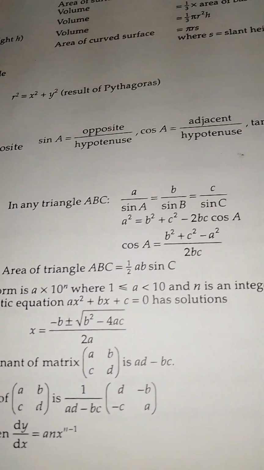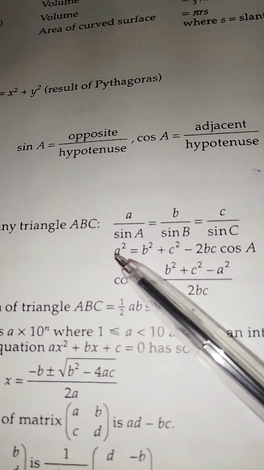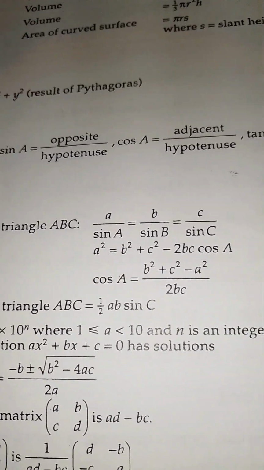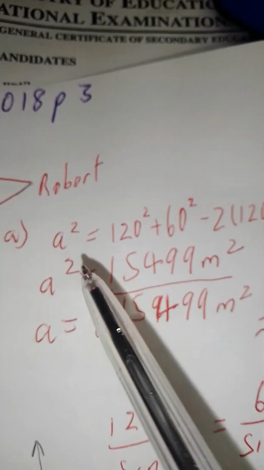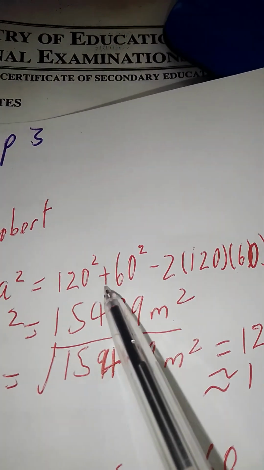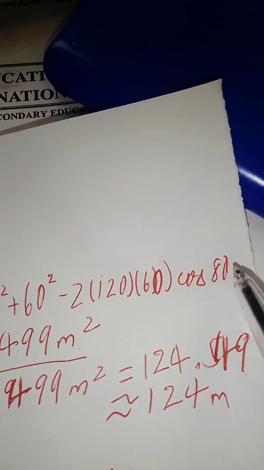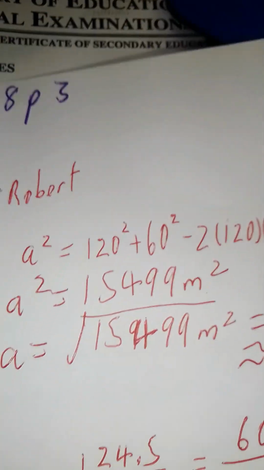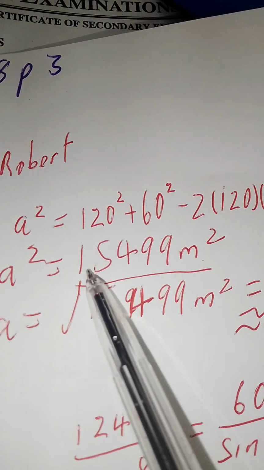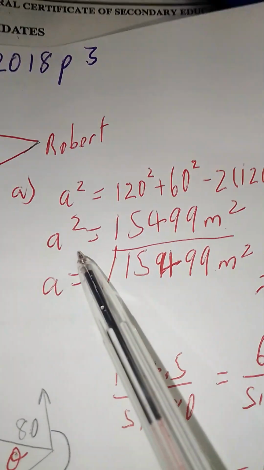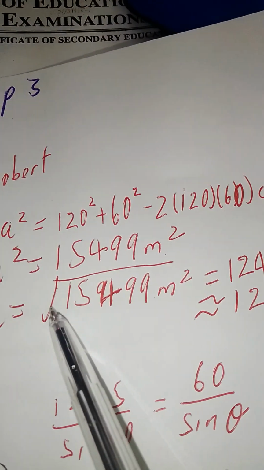Now, here we go. The formula is A squared. So you start with the side and you end with the angle. A squared is equal to B squared plus C squared minus 2BC cosine A. So I've got A squared is equal to 120 squared plus 60 squared minus 2 times 120 times 60 cosine B, cosine the angle, right? Working all this out, I get 15,499. It's A squared. Now to find A, I simply take the square root of that.